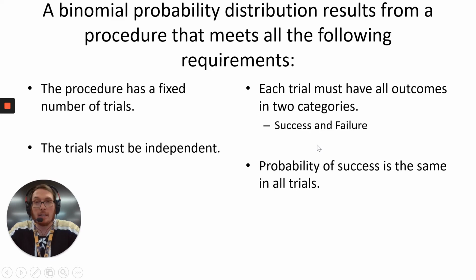Now, what you don't want to get into the habit of is, with the tossing of a coin, asking what if it lands on the side. Well, that would be a retoss. And then the probability of success needs to be the same for all trials. So again, the tossing of a coin or rolling of a die are good examples of that.